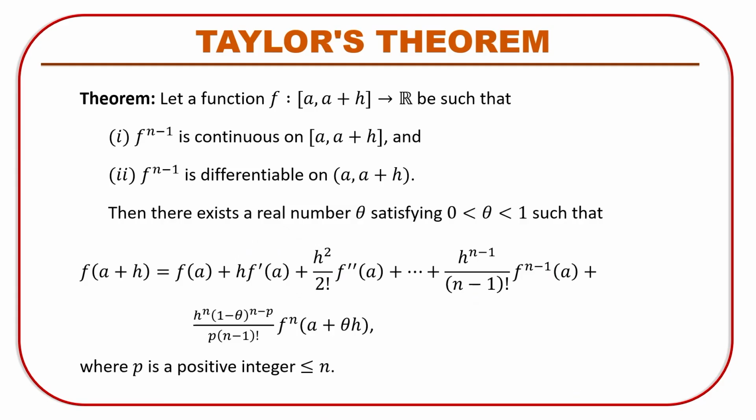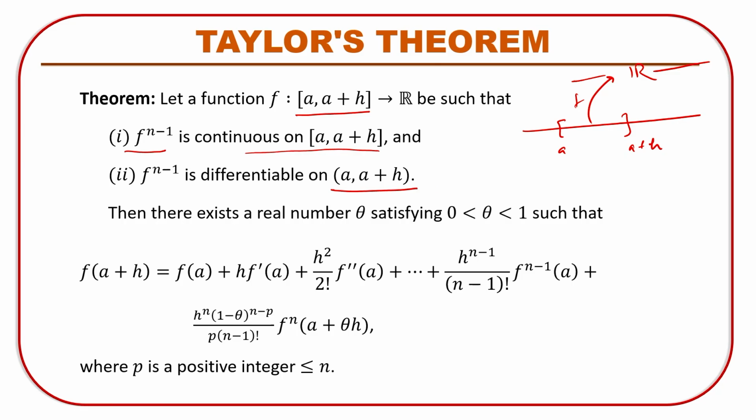So, let me give you Taylor's theorem and its statement in mathematical form. The statement says: let a function f from a closed interval [a, a plus h] to R. So, we have a closed interval [a, a plus h], and we are taking a function on the real line R. This is the function such that the (n minus 1)th derivative is continuous on the closed interval [a, a plus h], and the same (n minus 1)th derivative is differentiable on the open interval (a, a plus h).